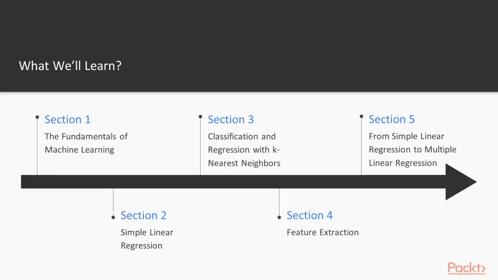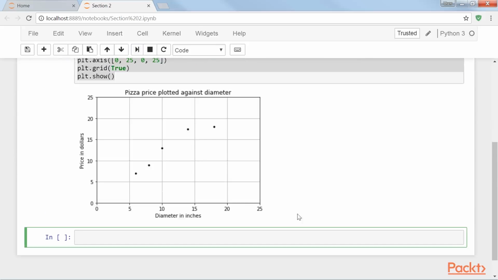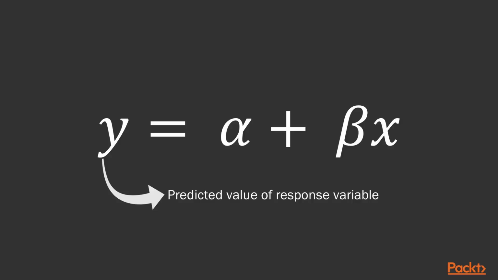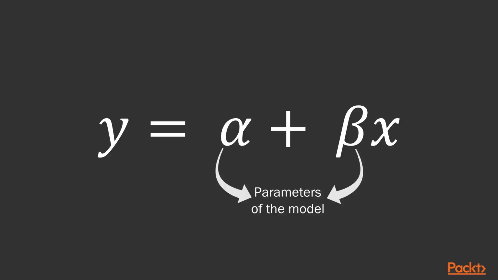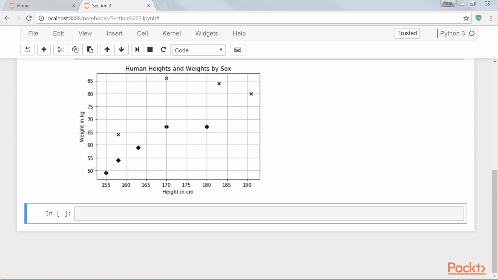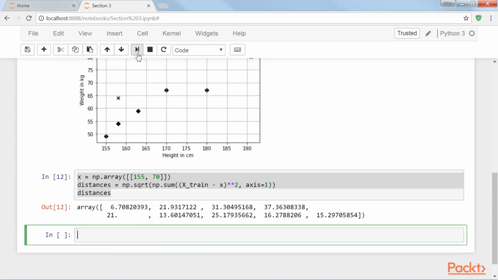Section 2, Simple Linear Regression, discusses a model that relates a single feature to a continuous response variable. We'll learn about cost functions and use the normal equation to optimize the model. After that, classification and regression with k nearest neighbors introduces a simple, non-linear model for classification and regression tasks.